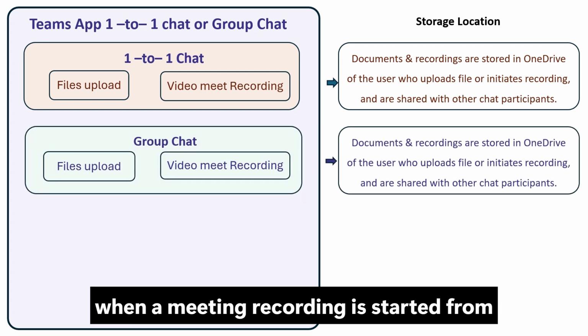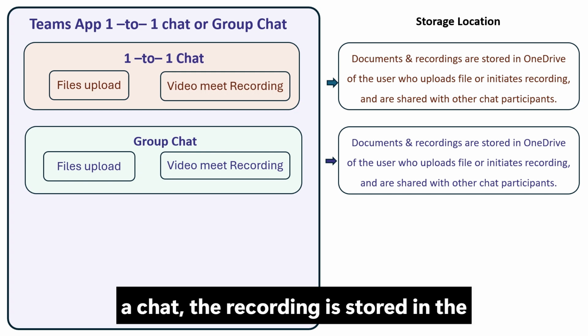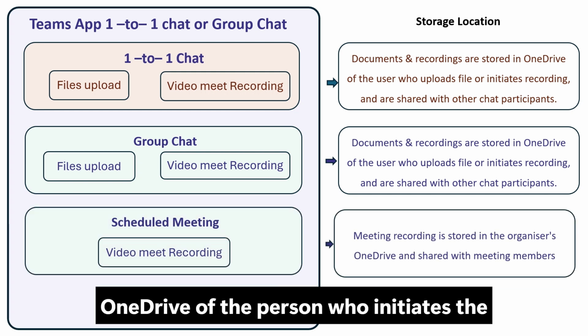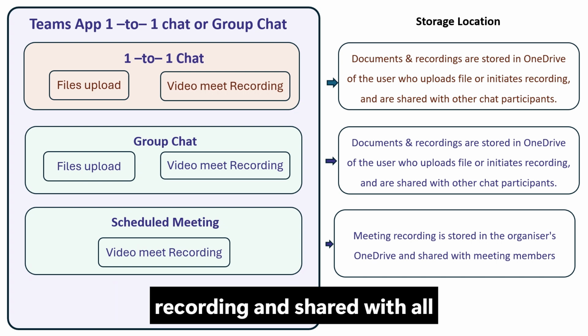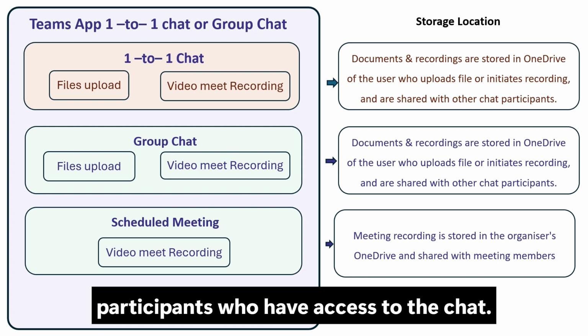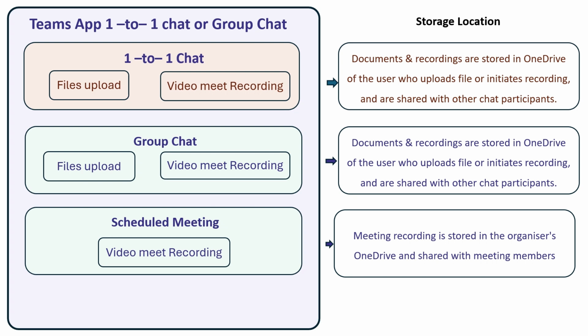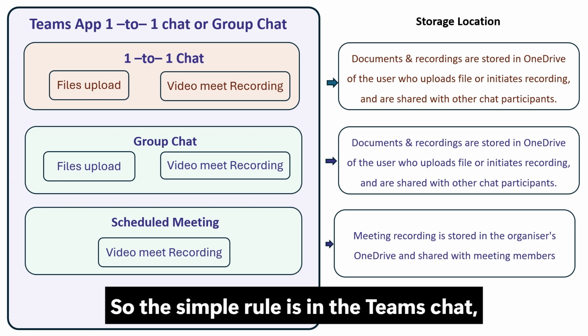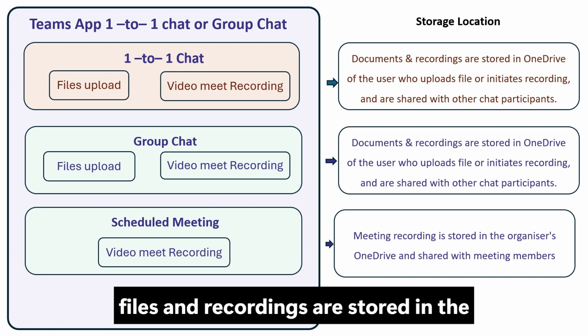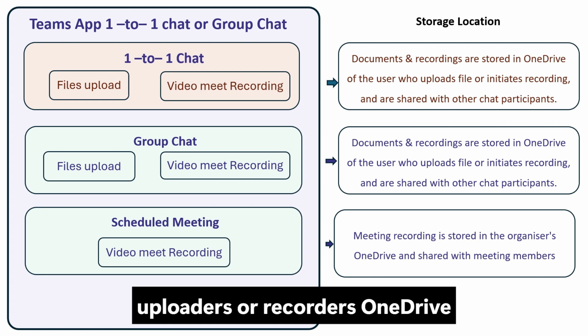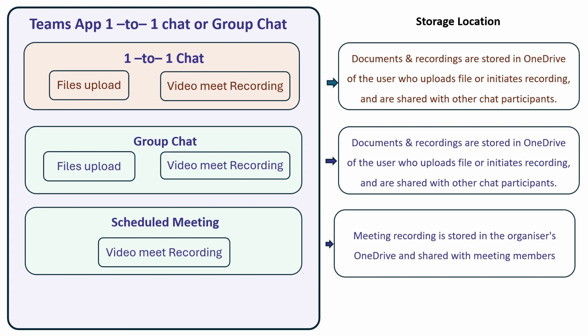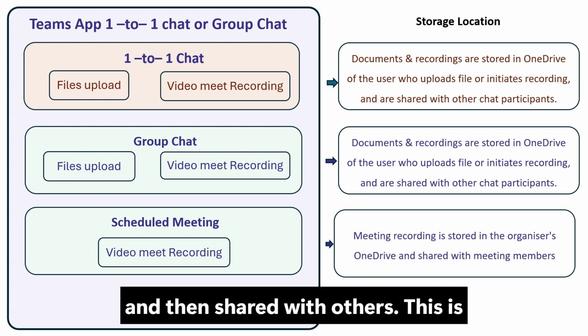Similarly, when a meeting recording is started from a chat, the recording is stored in the OneDrive of the person who initiates the recording and shared with all participants who have access to the chat. So the simple rule is, in Teams chat, files and recordings are stored in the uploader's or recorder's OneDrive and then shared with others.